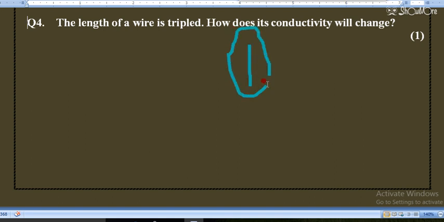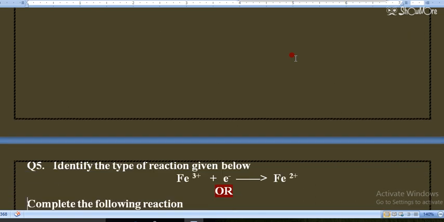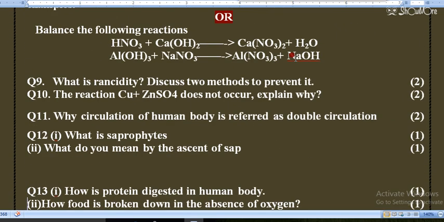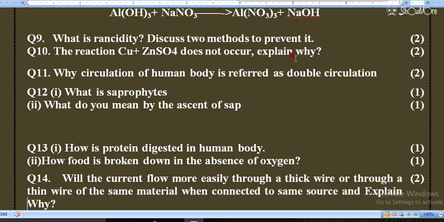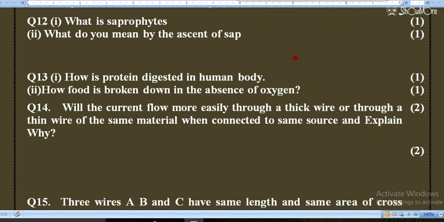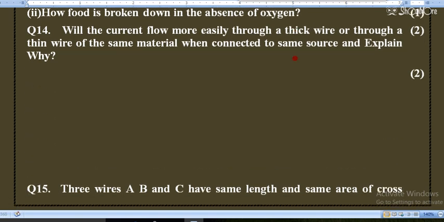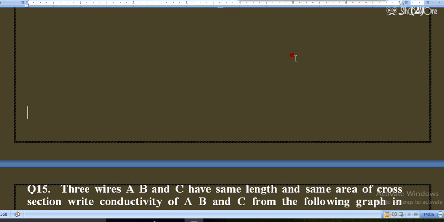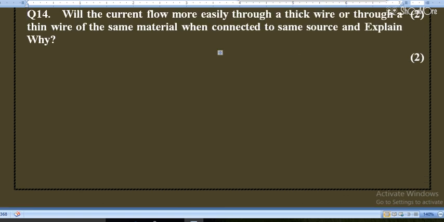So 1 mark will be awarded to all the students who have given that the conductivity of the wire will not change. Let's discuss the next question. This was question number 4. Then after that I think question number 13 and 14 were there. Okay. So this was the question: will the current flow more easily through a thick wire or a thin wire? As you know, you have to give the explanation.